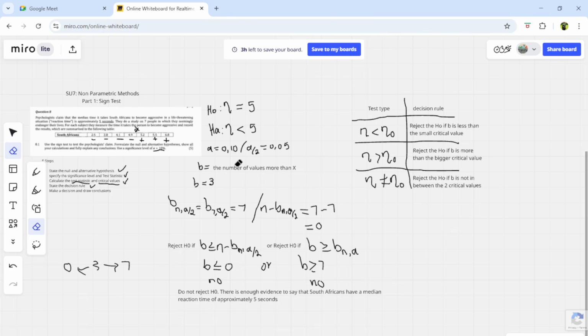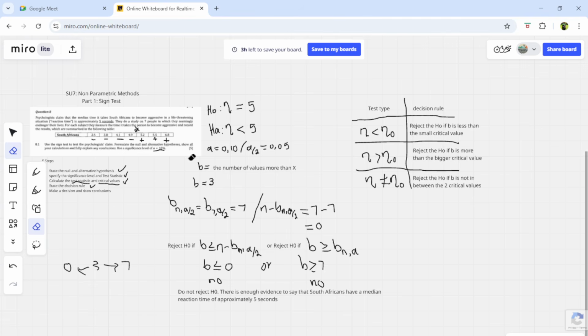In your scenario you'd be testing if the reaction time is less than 5, instead of saying it's not equal to or approximately. So you do not reject the null hypothesis, and then you say there is not enough evidence to say that it is less than 5, because you wouldn't have rejected your null hypothesis.